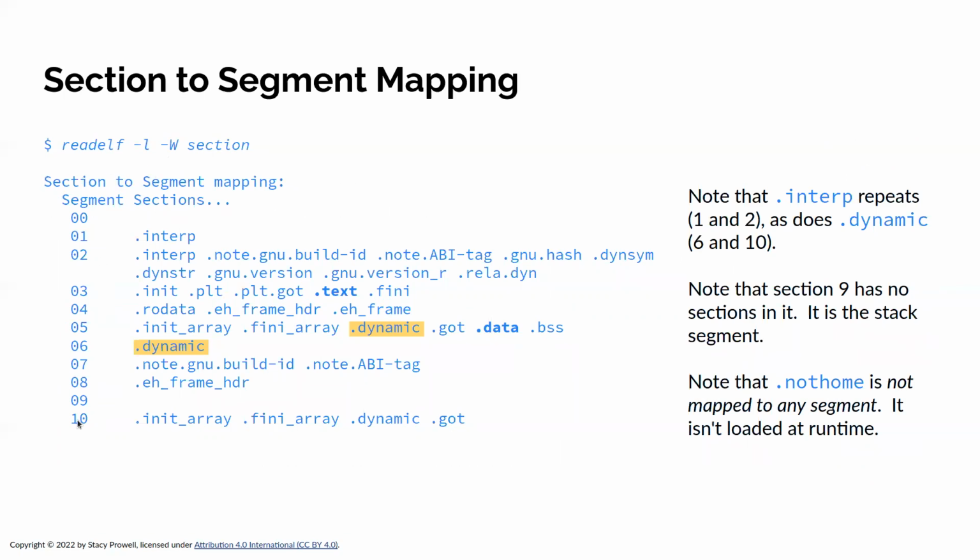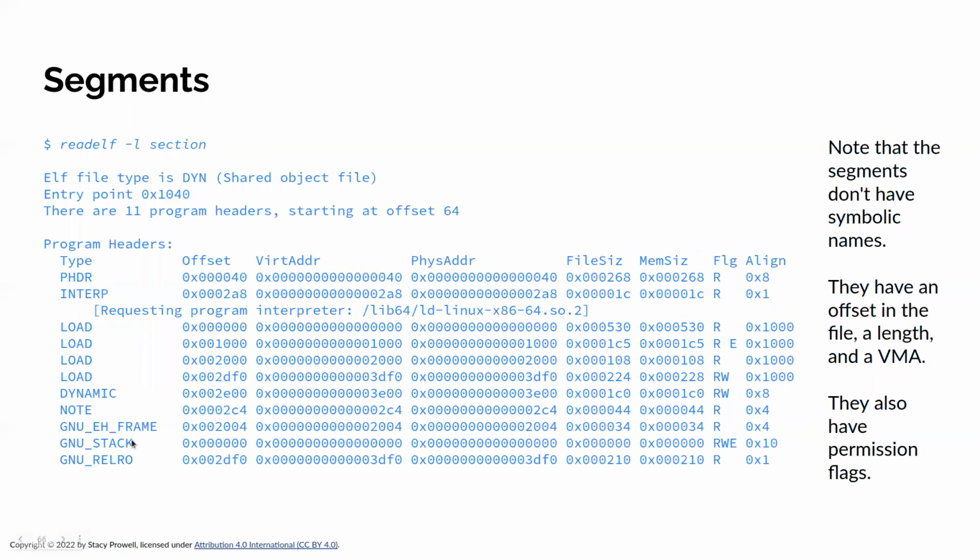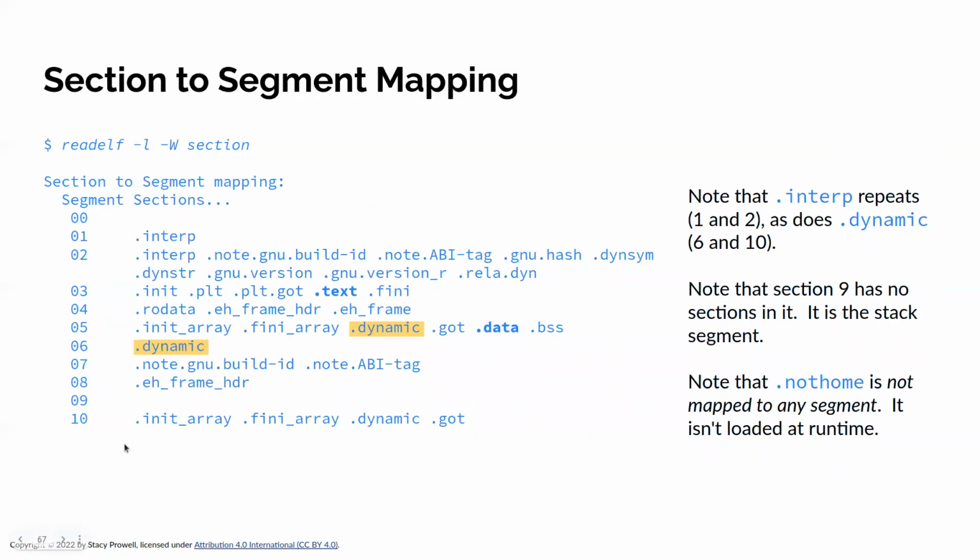And so here we go. Here are our segments by number. There are 11 of them, and here are the various sections laid out. We see that segment 9 doesn't have any of our sections in it. That's because segment 9 is the stack frame. We didn't write anything to go in the stack, and we shouldn't. It's just allocated. But we'll notice that dynamic occurs twice. Here's our text. Here's our data. Not home is gone. It's not there.